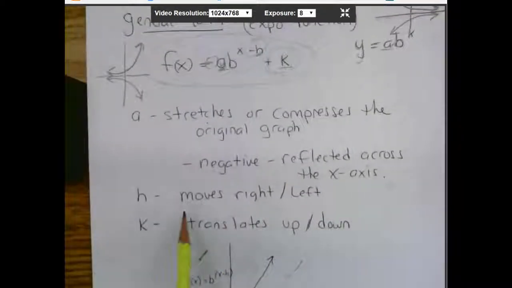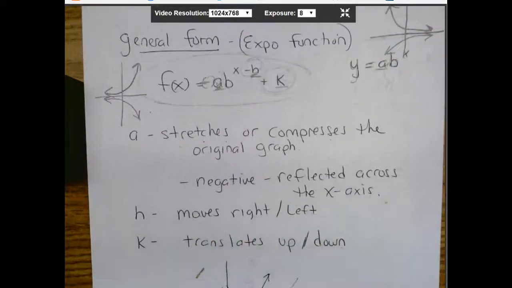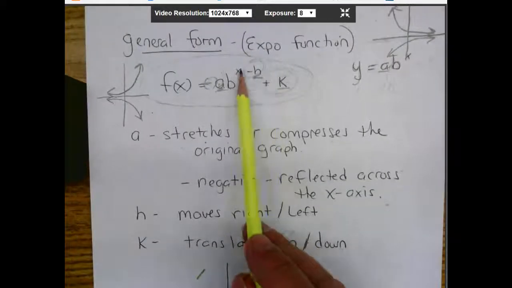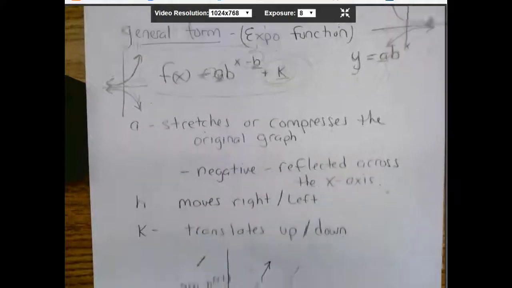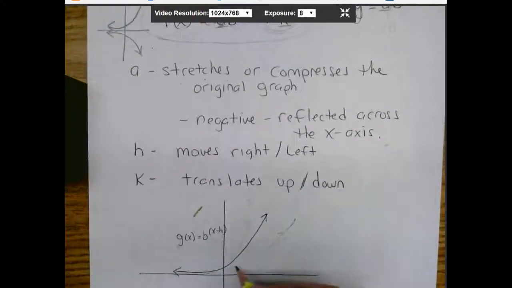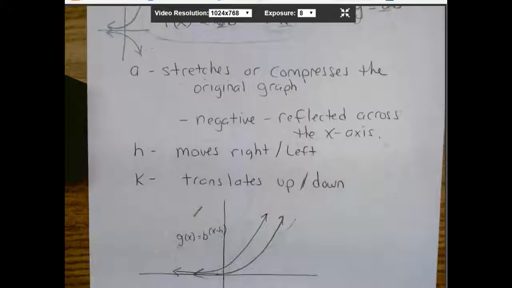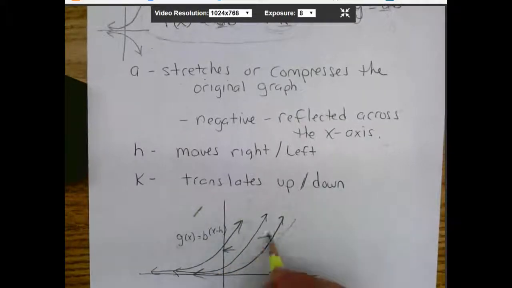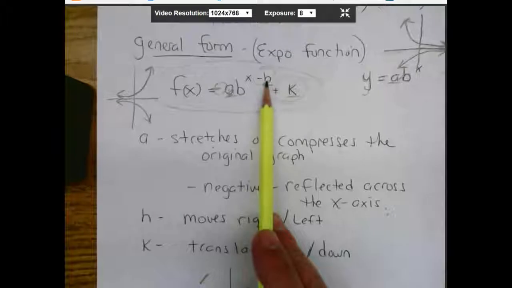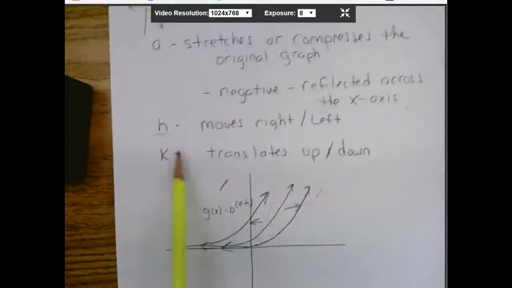Okay, h, right here, doing something to that exponent, will move it right or left depending on whether it's x plus something or x minus something. And we'll go over that in class. Okay, so we might have this function down here, and we might have it go this direction, right, or we might have it go left, that direction, based on what h is, positive or negative, whether we're adding a number to x or subtracting. That's h. And then k translates up or down.